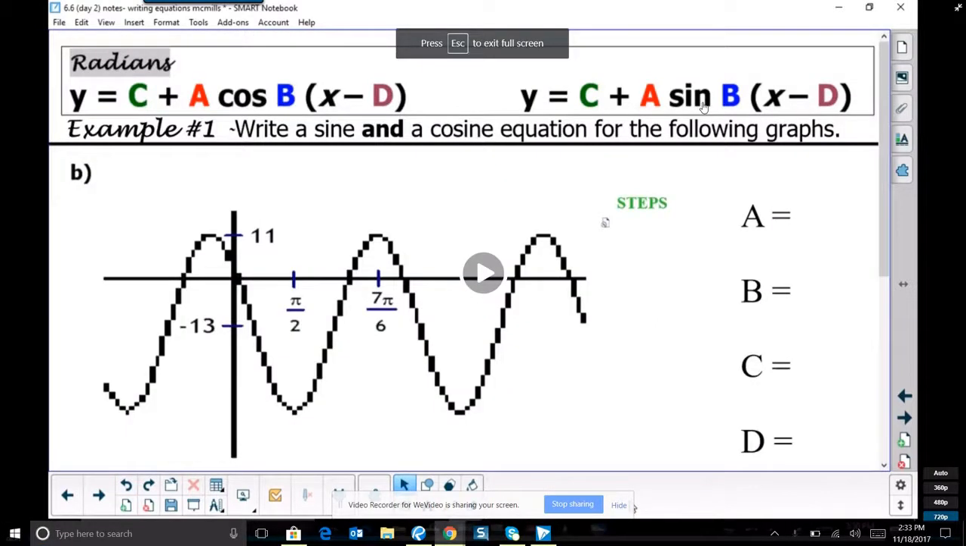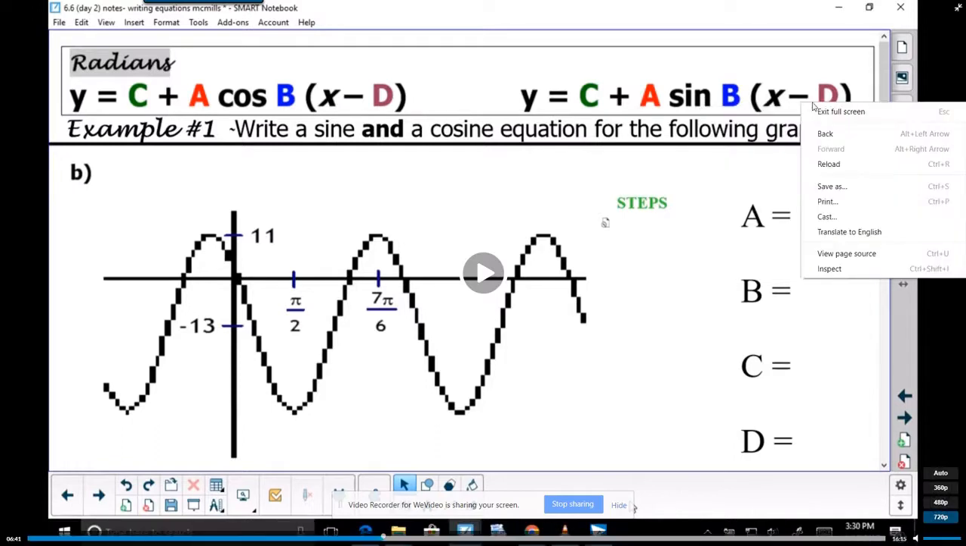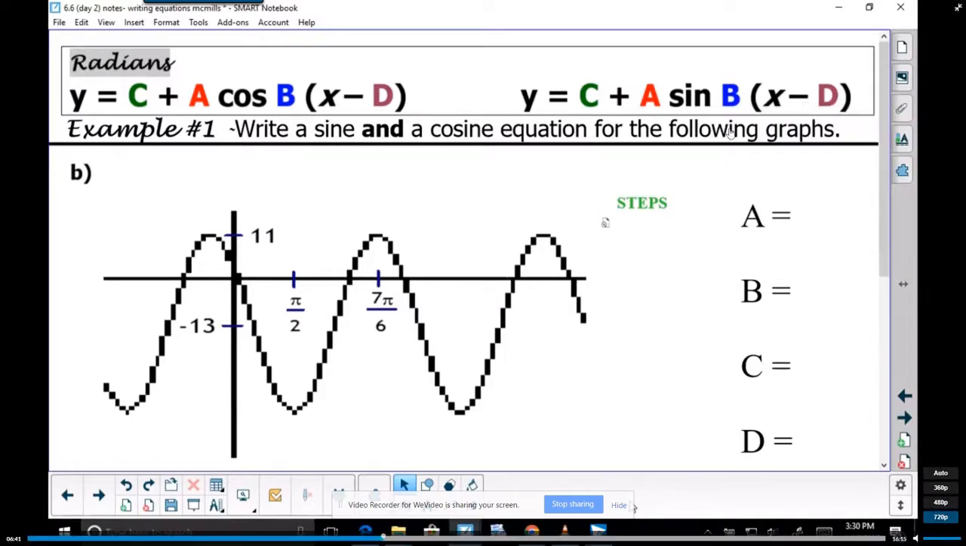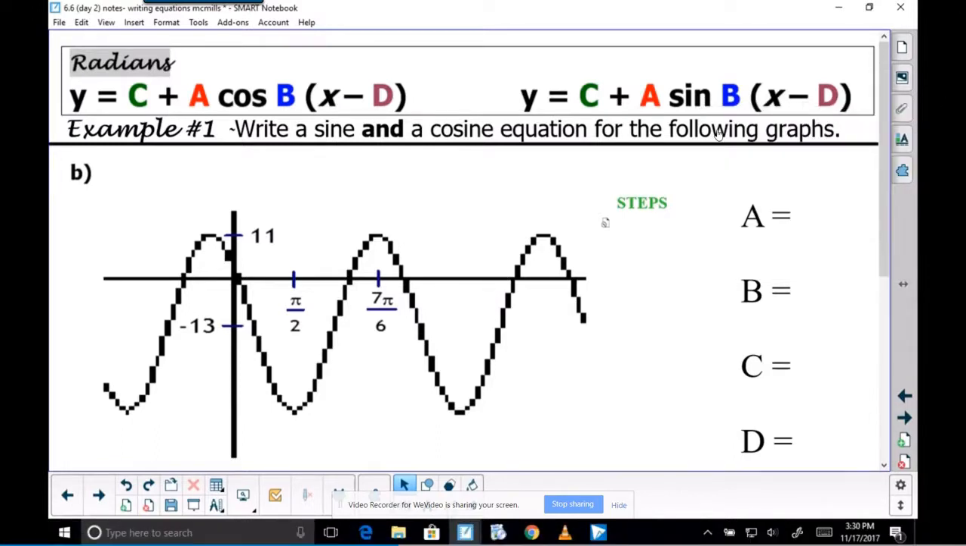On to the second problem. This one's radians, so it's a little bit more difficult. But the main difference is that B is now going to be 2 pi divided by the period instead of 360. That's the main difference.